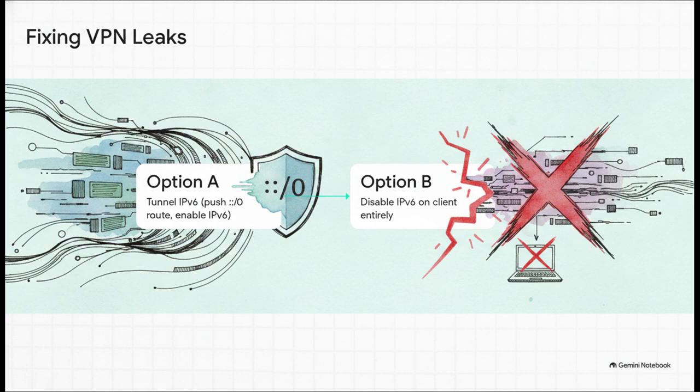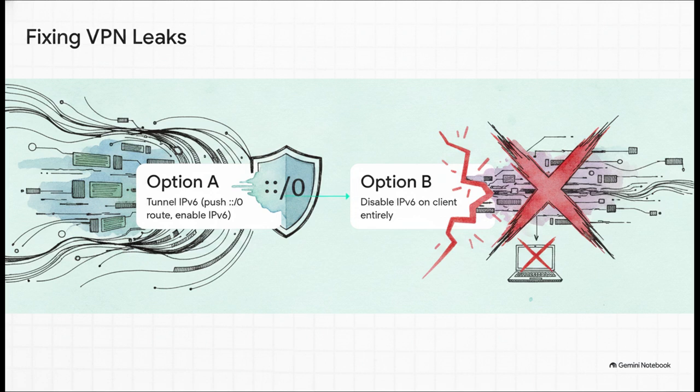To fix this leak, the documentation gives us a really clear binary choice. You have two options. Option A is to fully tunnel IPv6. This is definitely the modern preferred way to go. You configure the VPN to route all IPv6 traffic through the tunnel. That means pushing a /0 route, which is just the IPv6 equivalent of a default route, and explicitly enabling IPv6 on the tunnel interface.